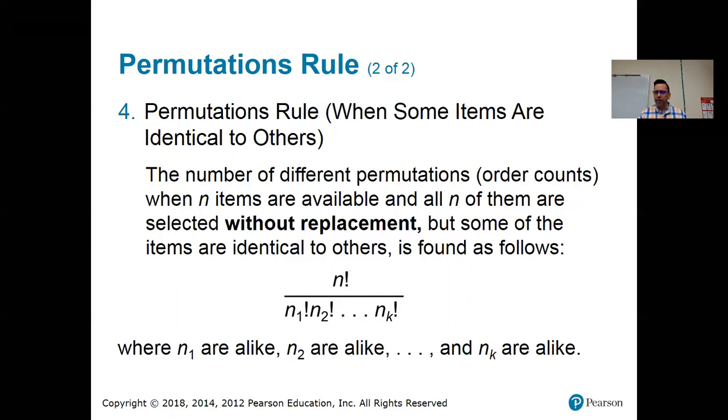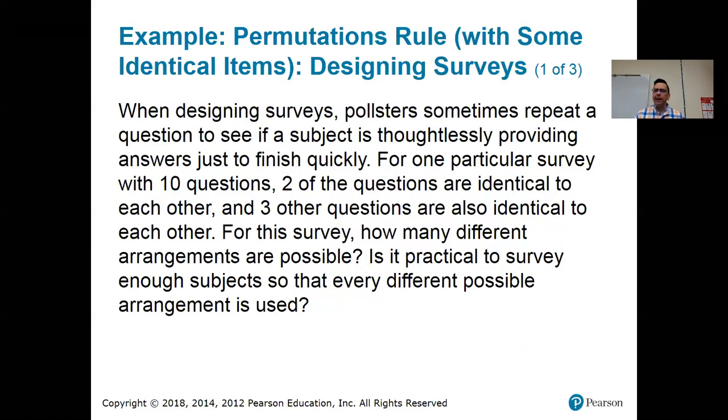All right, so here comes the official example. When designing surveys, pollsters sometimes repeat a question to see if a subject is thoughtlessly providing answers just to finish quickly. So for one particular survey with 10 questions, 2 of the questions are identical to each other, and then another 3 are also identical to each other.